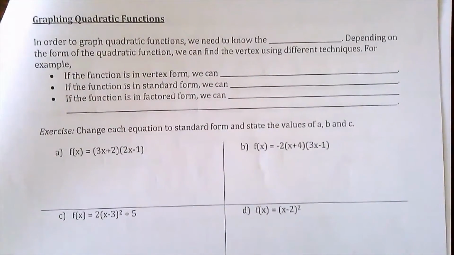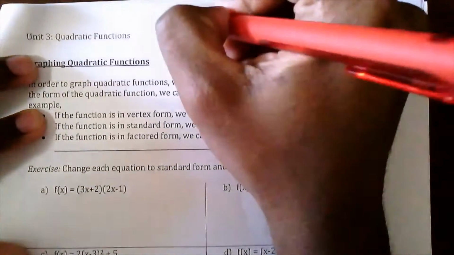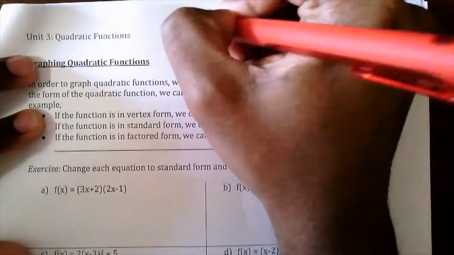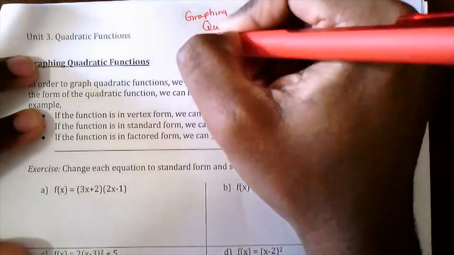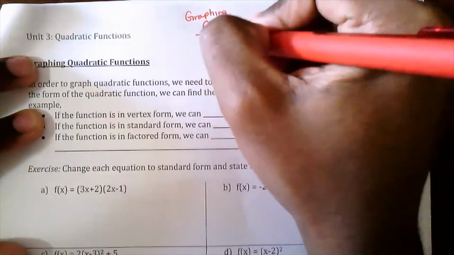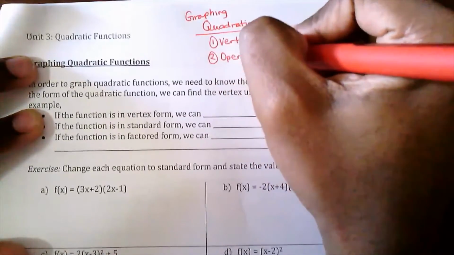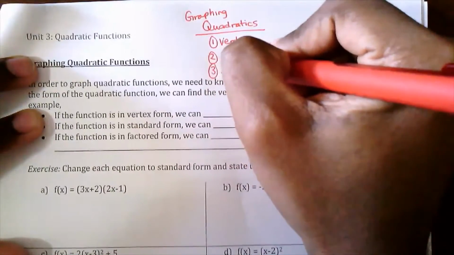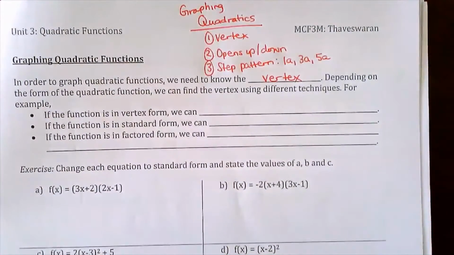So graphing quadratic functions. In order to graph quadratic functions, we need to know the vertex. So let me just do a quick review here. In order to graph quadratics, we need three different things. We need the vertex. We need to know if it opens up or down. And we need to know the step pattern: 1a, 3a, and 5a.